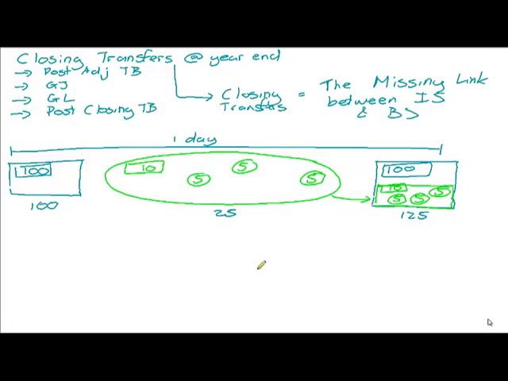Now how on earth does this relate to closing transfers? Well, in accounting, the process of taking this 25 Rand and putting it into the wallet is known as the closing transfers. And this 25 Rand in accounting is what is known as my income statement. The 125 Rand in accounting right here is what is known as my balance sheet.